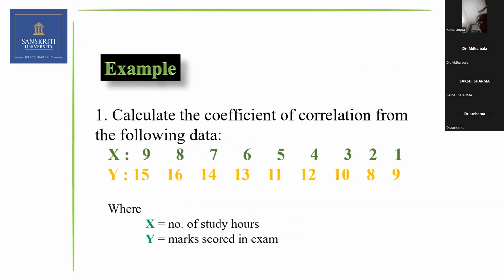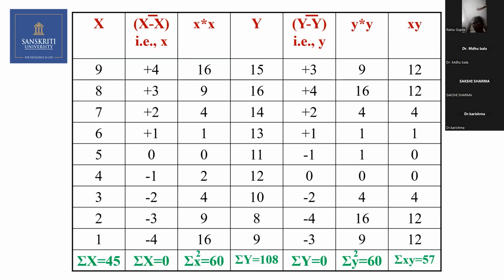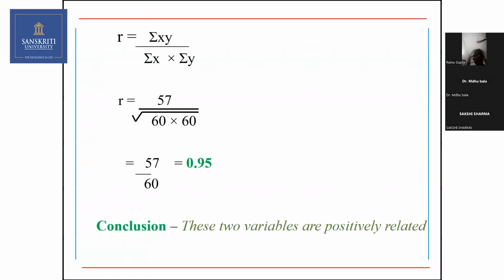Now we have taken one example, the coefficient of correlation from the following study, where the number of study hours and marks scored in exam. You all know that if you study well, you get good marks. So these are the data we have. If you study 1 hour per day, you get 9 marks. If you study 9 hours per day, you get 15 marks. I'm not going into the calculations. In this case, the correlation coefficient is 0.95. So there is a strong positive correlation between the study hours and marks obtained. These two variables are positively related.